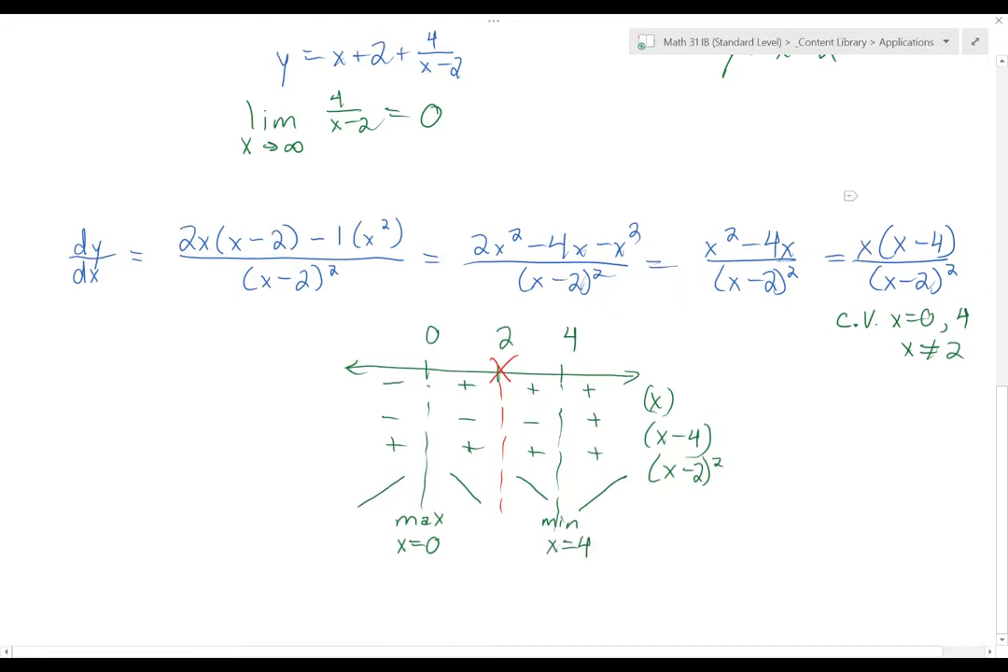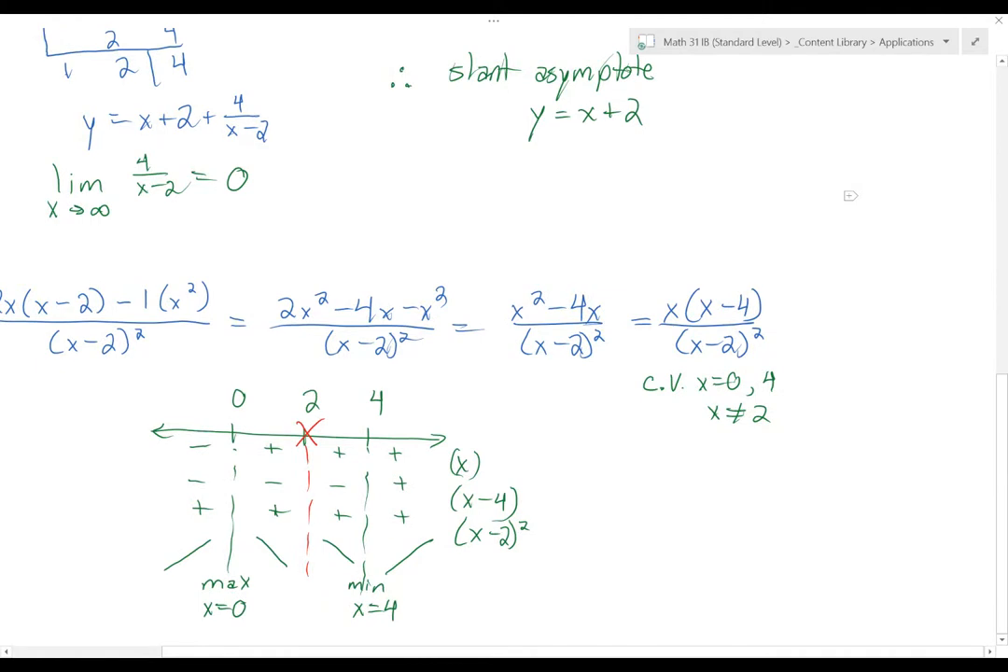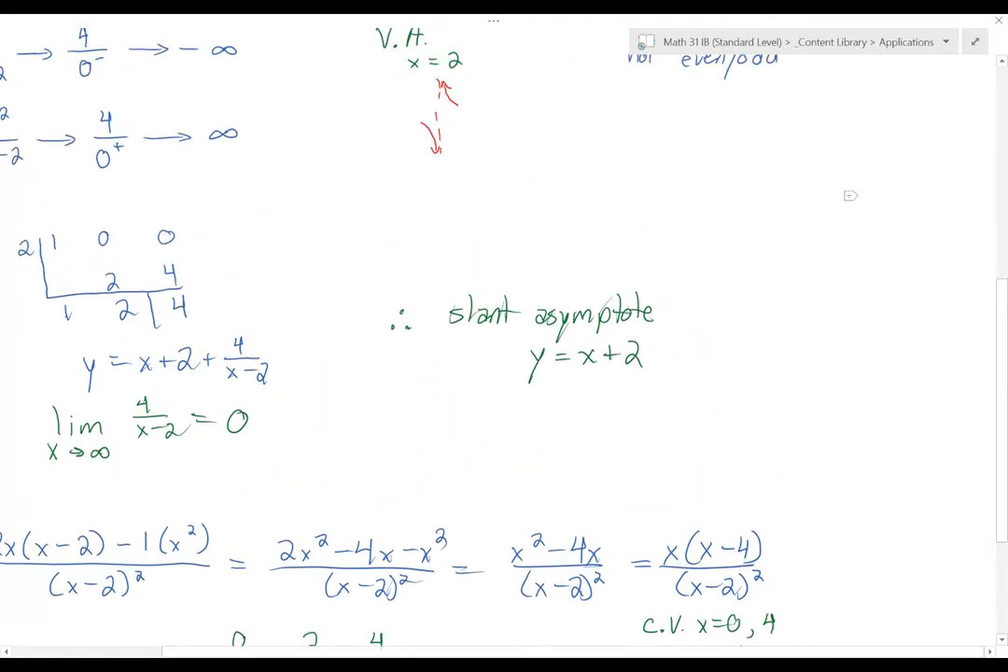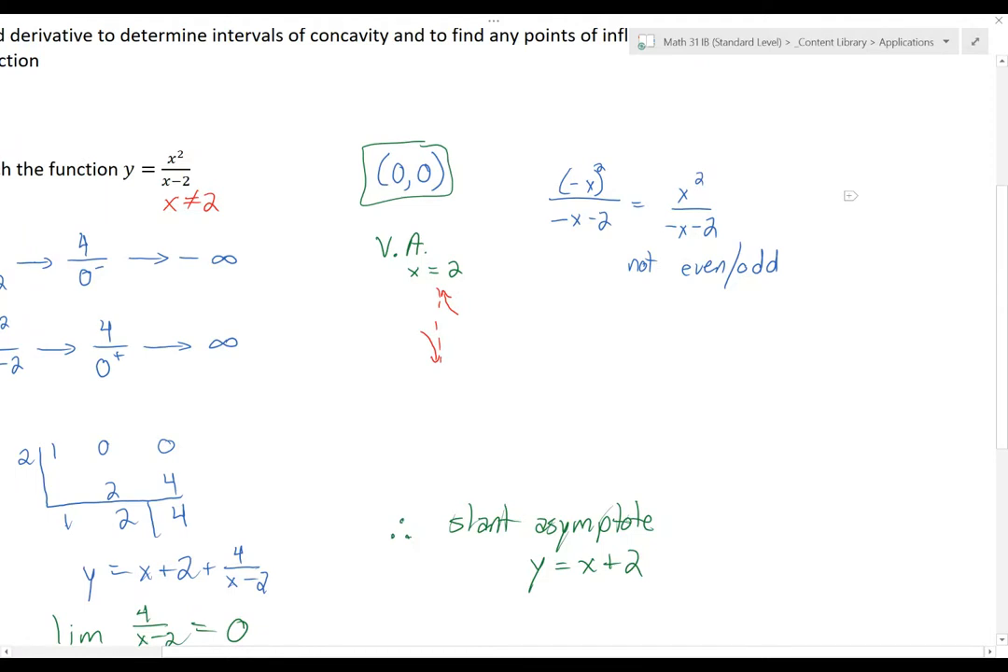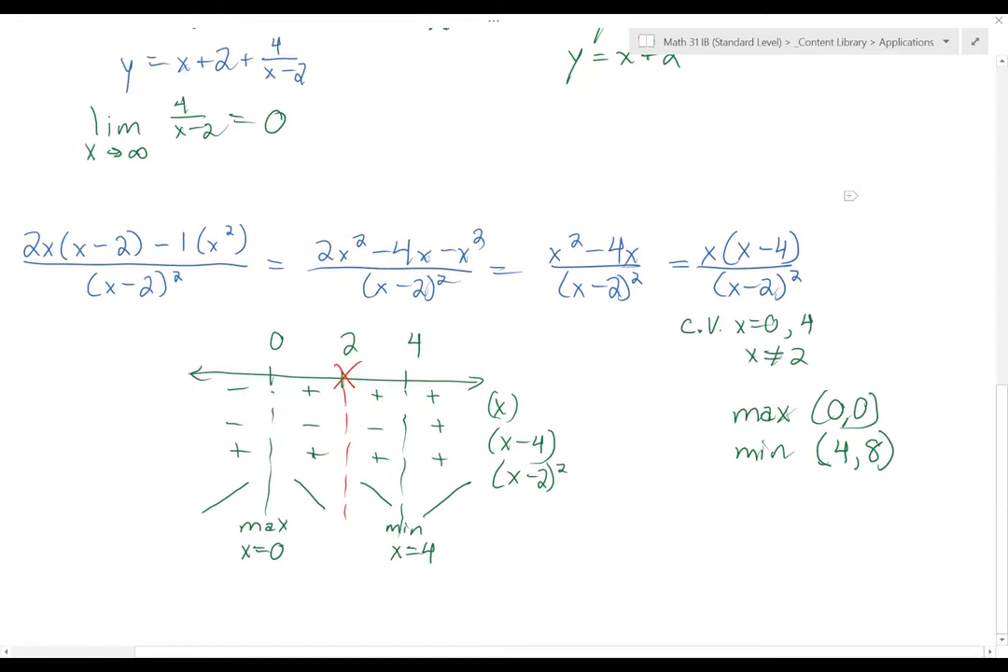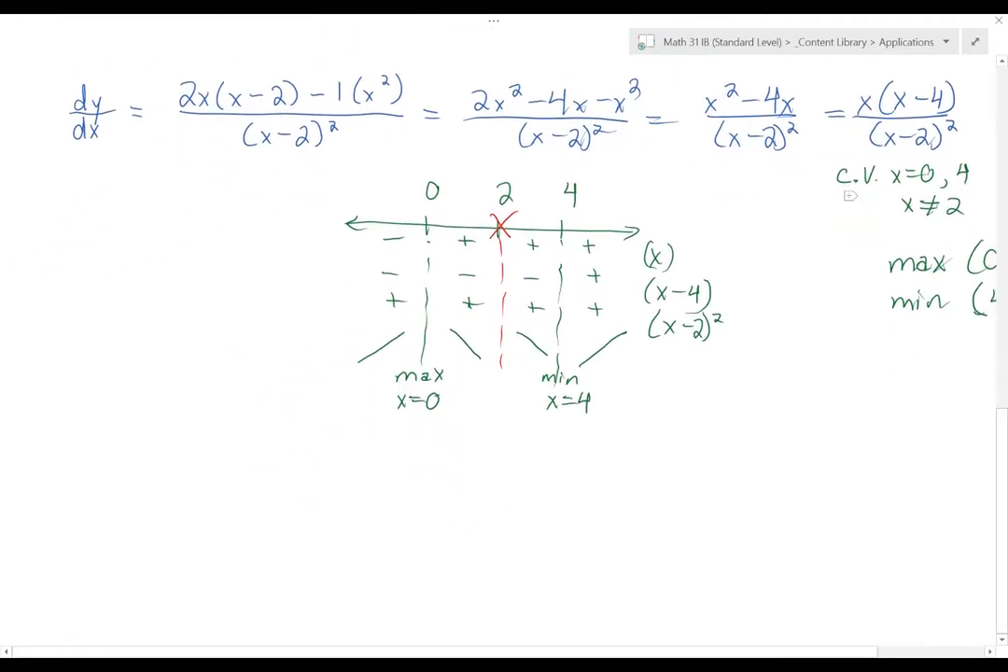So what I'm going to summarize on the right-hand side of my page is I have a max when x equals 0, and that was the point (0, 0). And I have a min when x equals 4. So I now have to calculate what is the value of y when x equals 4. So that was x squared over x minus 2, so 16 over 2. So that is the point (4, 8). So I now know I have a minimum at the point (4, 8). This is starting to come together now. I just need to do one last check for concavity, and so on to the second derivative.